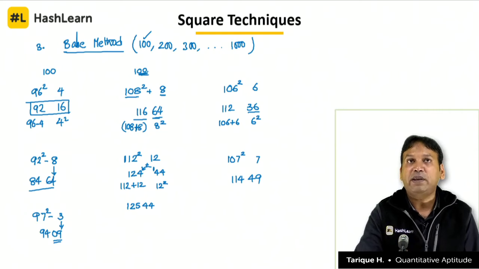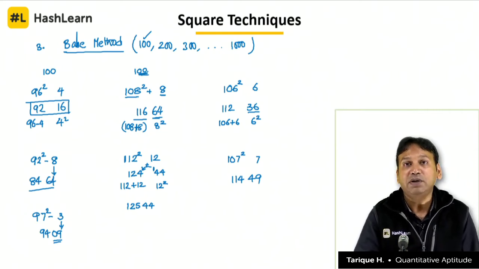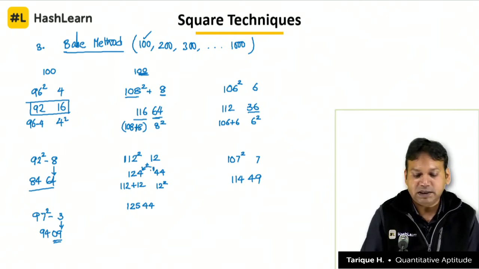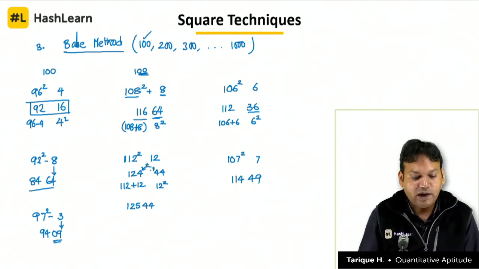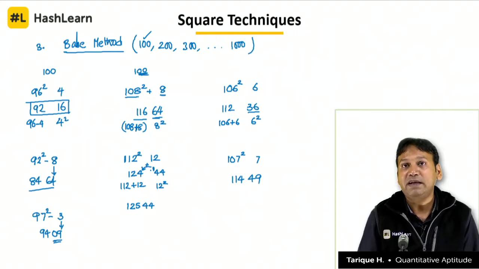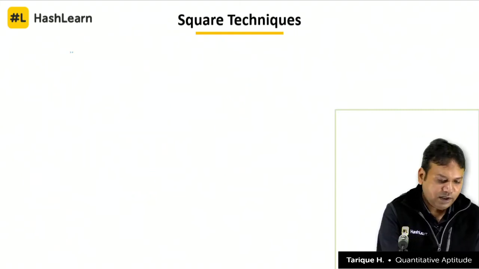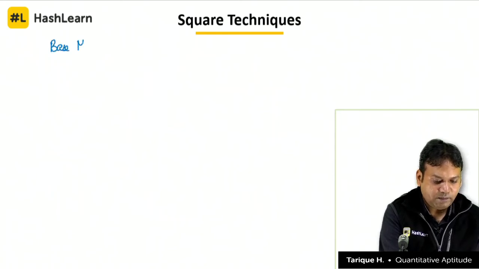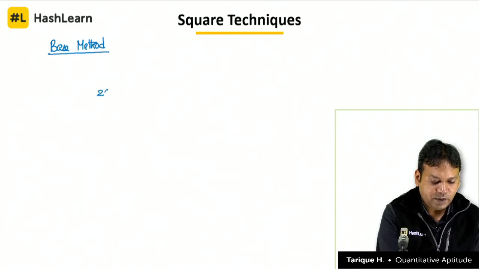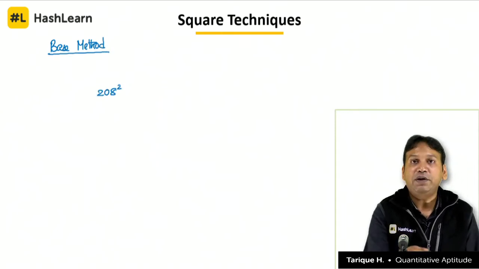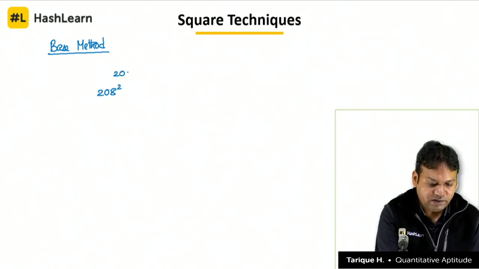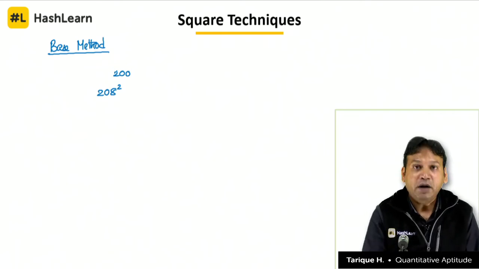So we have seen for both numbers less than 100 and more than 100 when to add 0 here and when to take carry; all these concepts I have discussed with you. So now we will see what happens in the base method when the base is not 100. We are continuing with the base method technique here. Suppose the number is 208 square. You learn with 200 and then you can apply it for other numbers also. So 200 is a base, we cannot take 100 as a base here.